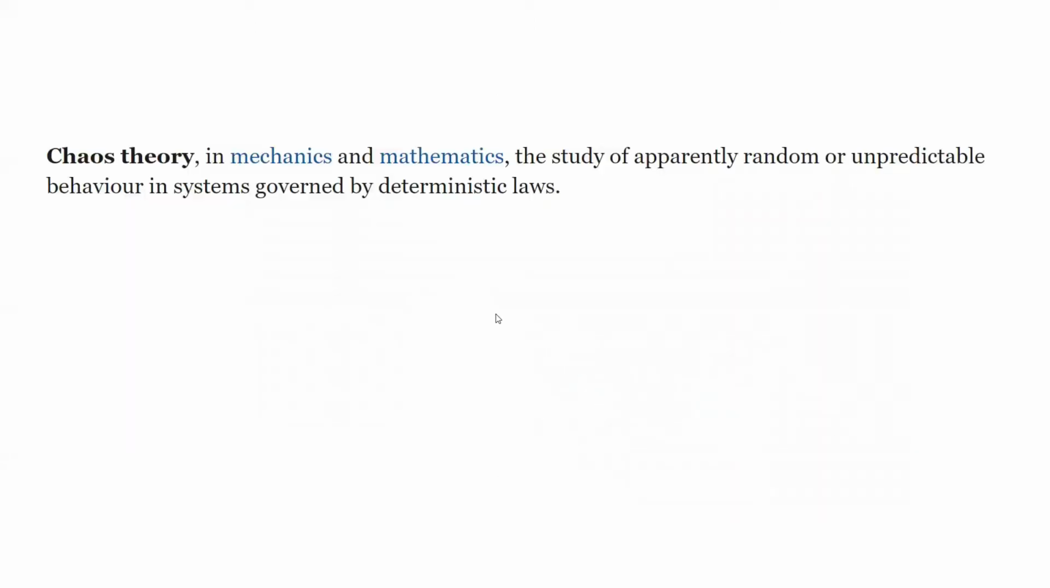So chaos theory, just to review, I know we've already had this in the semester, but according to the Britannica Encyclopedia, it is the study of apparently random or unpredictable behavior in systems governed by deterministic laws. To me, this means that these systems still follow the laws of physics. They still fit a lot of the models that we know about, but their behavior over a long period of time is very random and unpredictable and difficult to study.